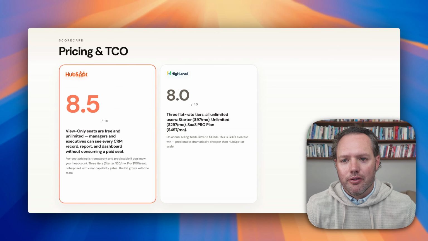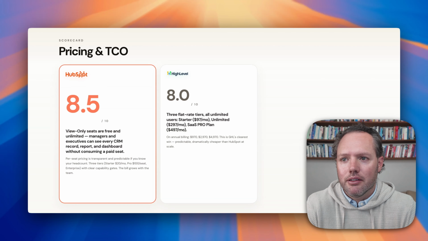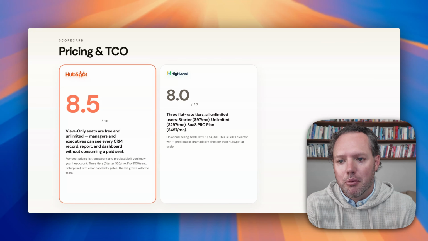One of the nuances is that HighLevel doesn't charge you per seat, and neither does HubSpot, in a way. HubSpot has unlimited view-only seats, so if you're trying to get people to just be able to see things in HubSpot, you can add as many of those as you want for free. But if you want people to be able to do things, they call them core seats, then you have to pay per seat.